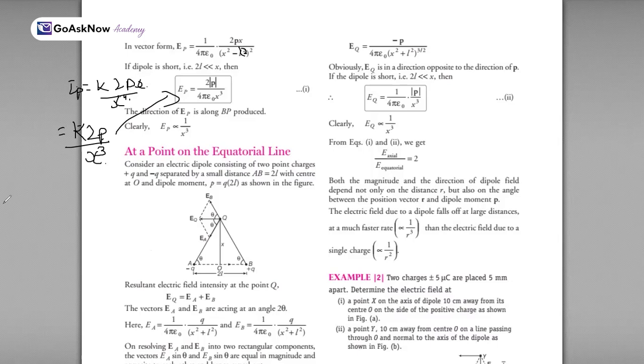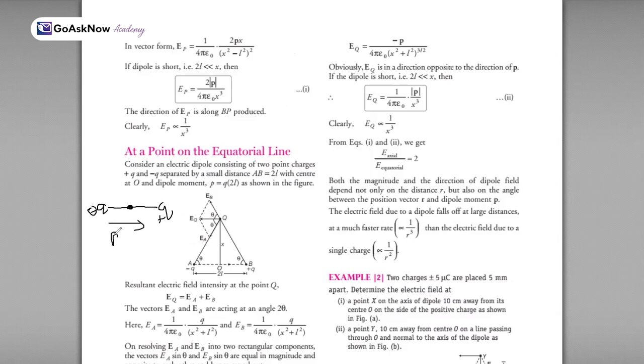Okay, let's clear this part. Till now, we have seen what the axial point is, and now what the equatorial point is. If the point is in the perpendicular direction to the dipole, that will show the equatorial point. Like you have two charges, minus q and plus q, so the dipole will be like this. So the axial line is like that.